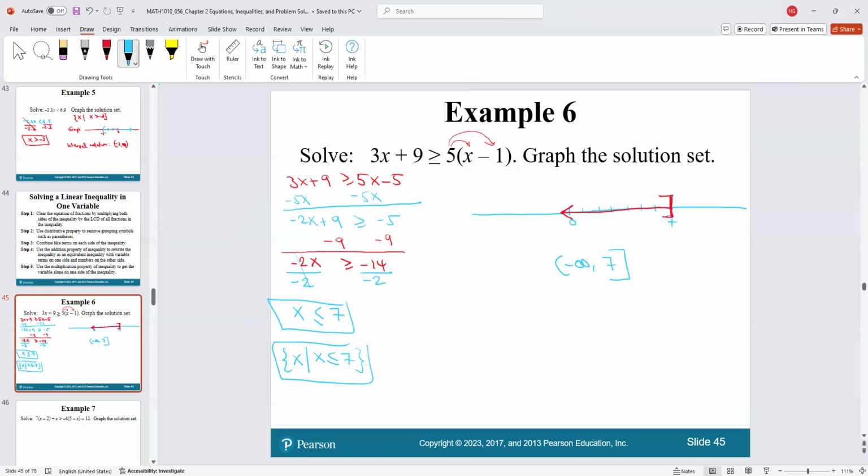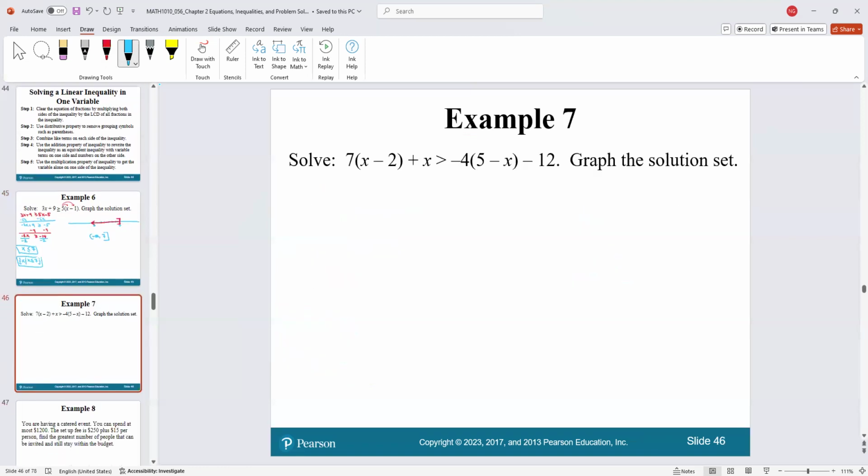Do you get that properly? If you get it, I think we can even do another example. Why not do another example before we move to the next objective? So here again, it's a big one. First of all, you really need to distribute everywhere. You distribute the 7 with x and 2. So that gives you 7x minus 7 times negative 2 gives you negative 14 plus x. We're done with the left side.